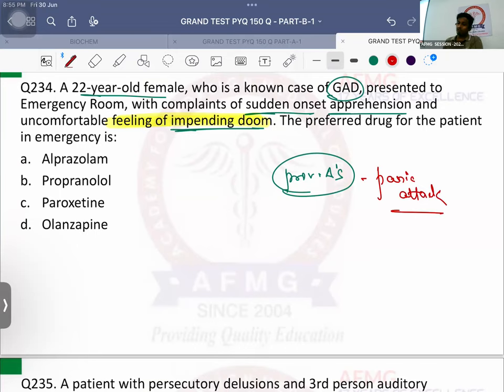Okay, the preferred drug for the treatment in emergency will be to definitely settle her down, we need to give benzodiazepines for any anxiety disorder. Short-term treatment, benzodiazepines. Long-term treatment, SSRI. So here it should be alprazolam.